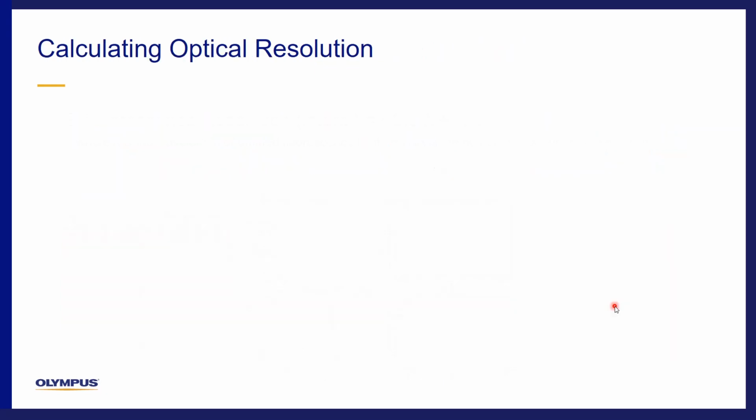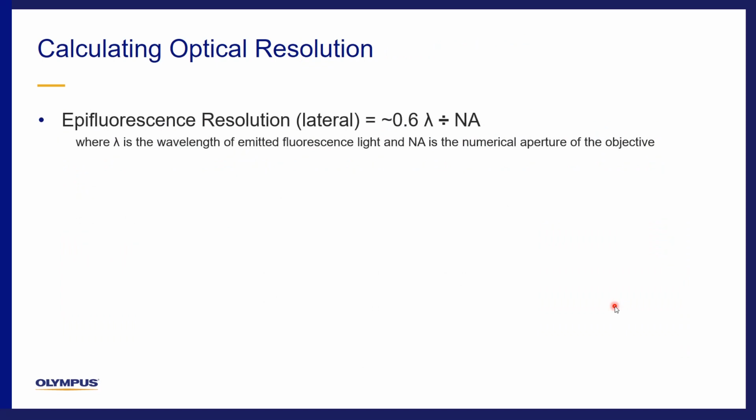So how do we calculate optical resolution? If you do a quick Google search for optical resolution, you're usually going to see this formula: 0.6 lambda divided by the numerical aperture, NA. Lambda is the wavelength of the emitted fluorescence light, and NA is the numerical aperture of the objective, which you can see printed on the back or side of just about any objective. If you look around, you'll see varying numbers for this 0.6, maybe 0.63 or 0.7, etc.